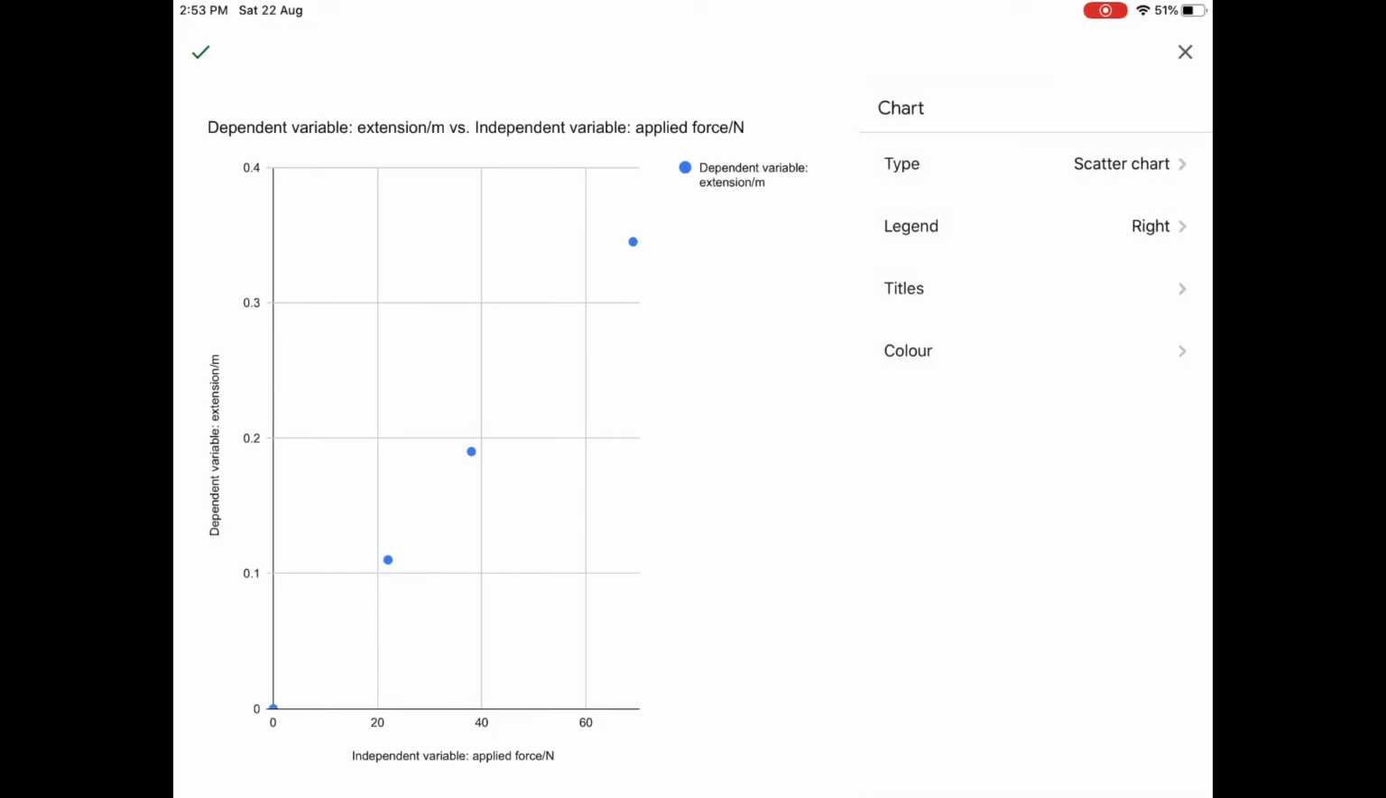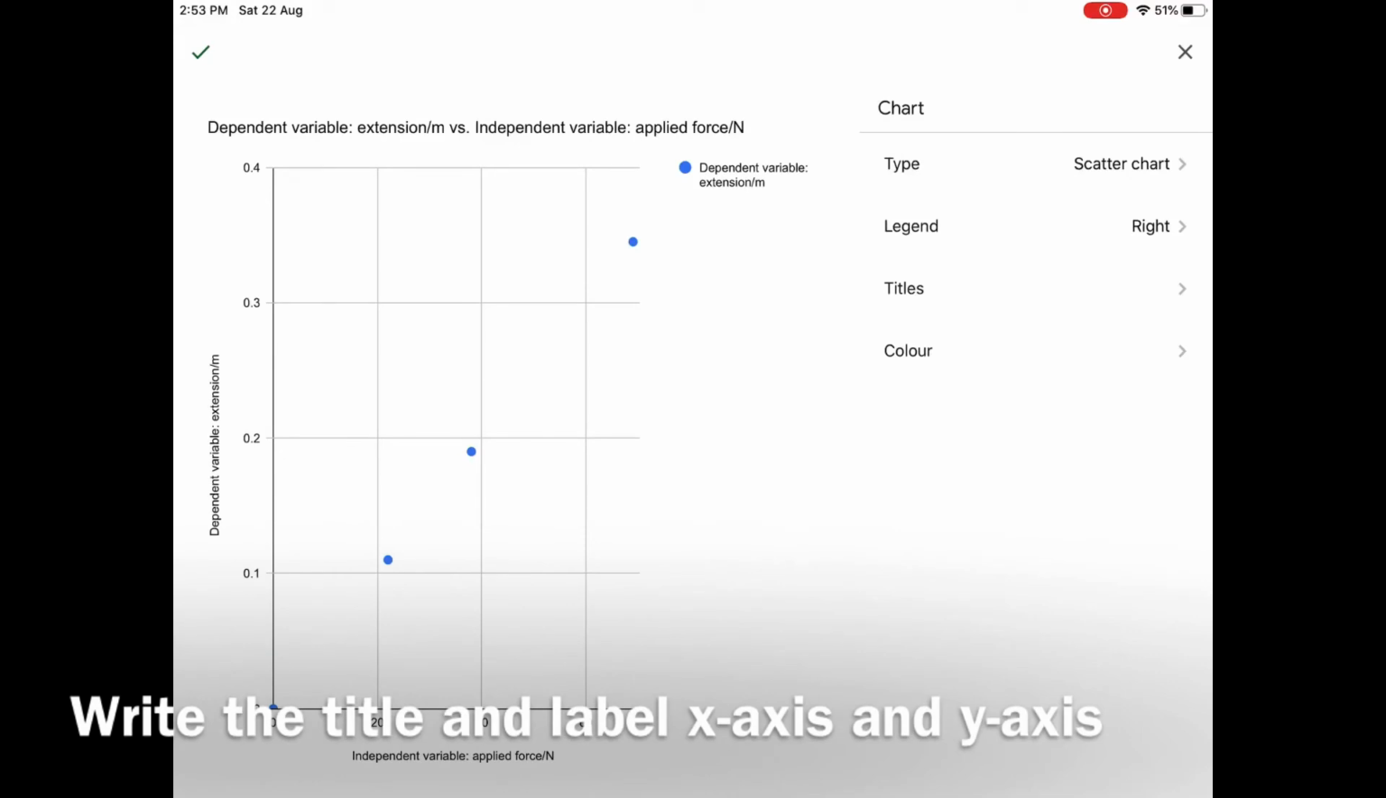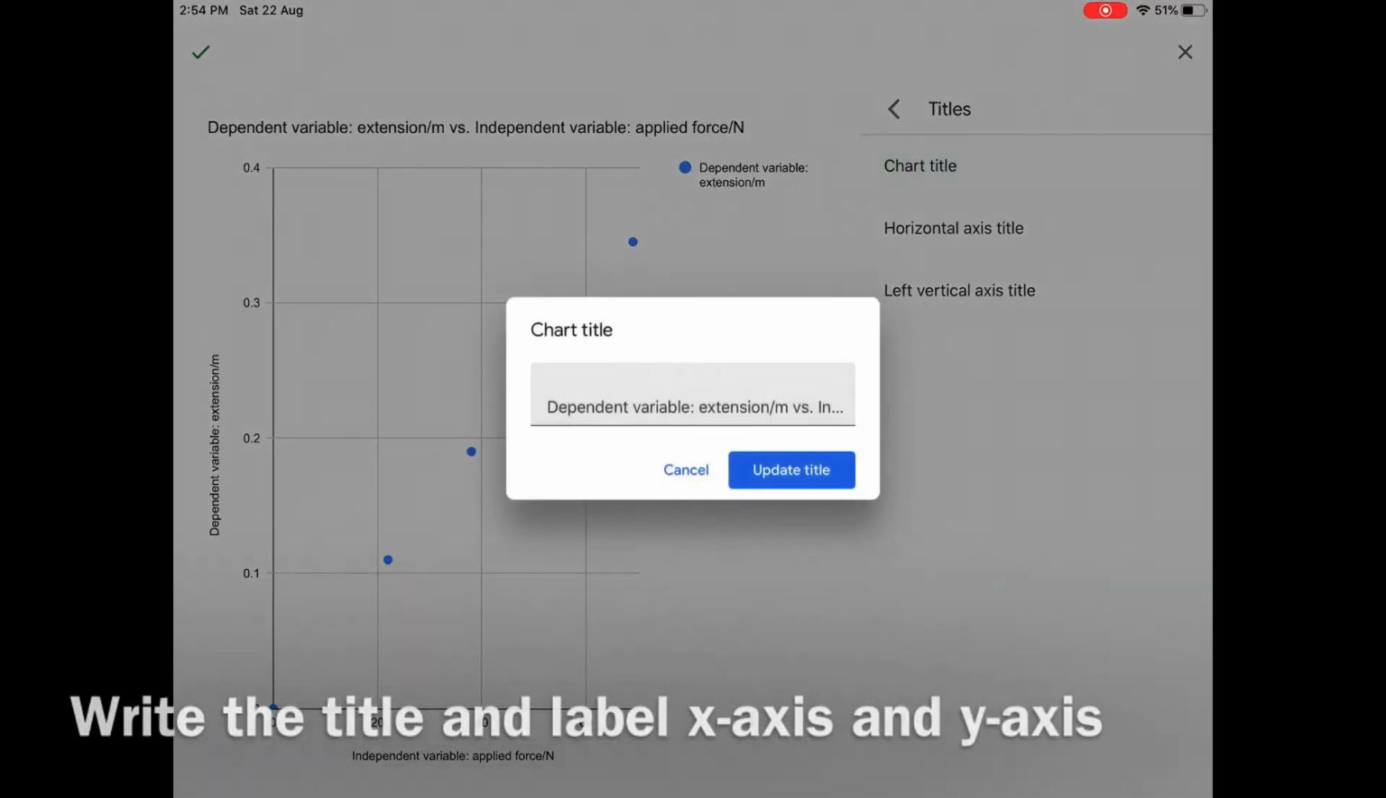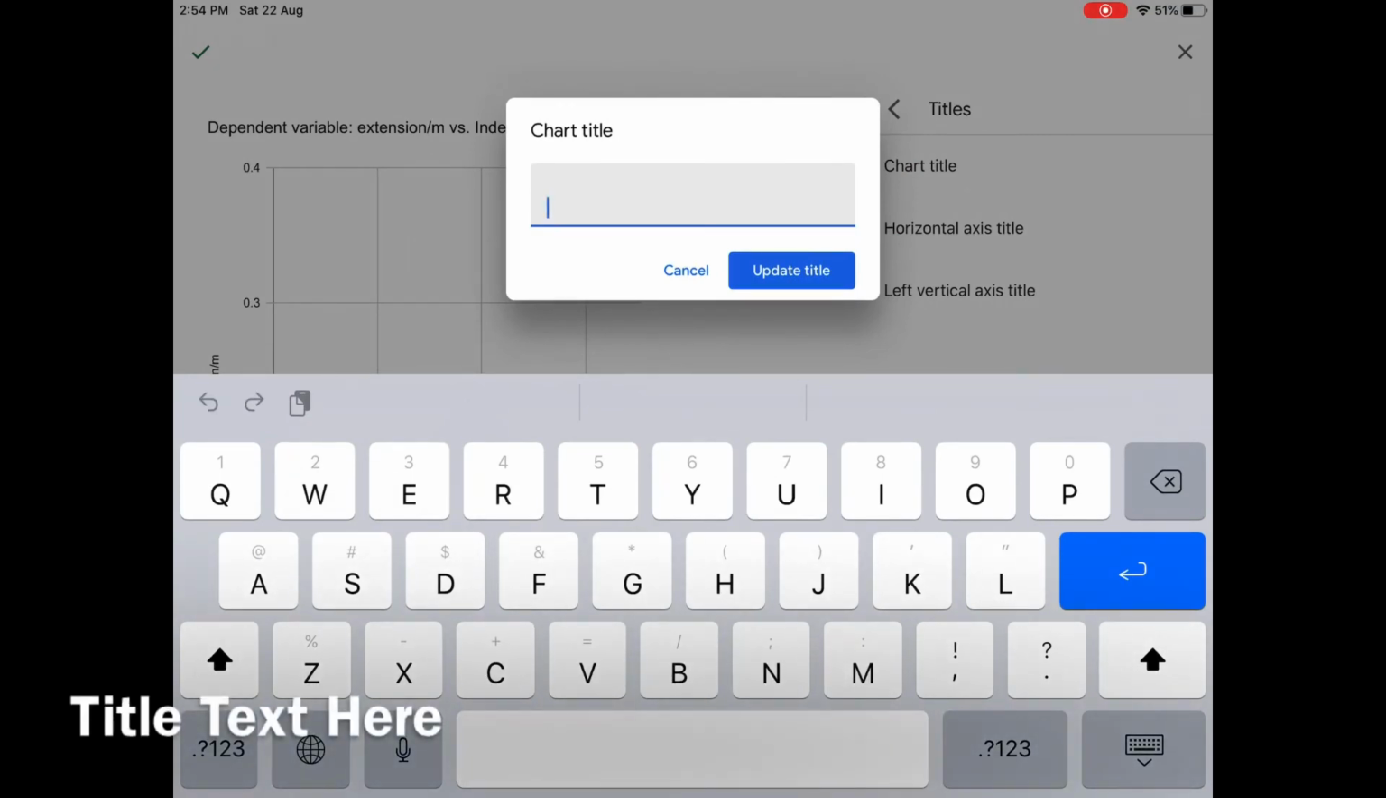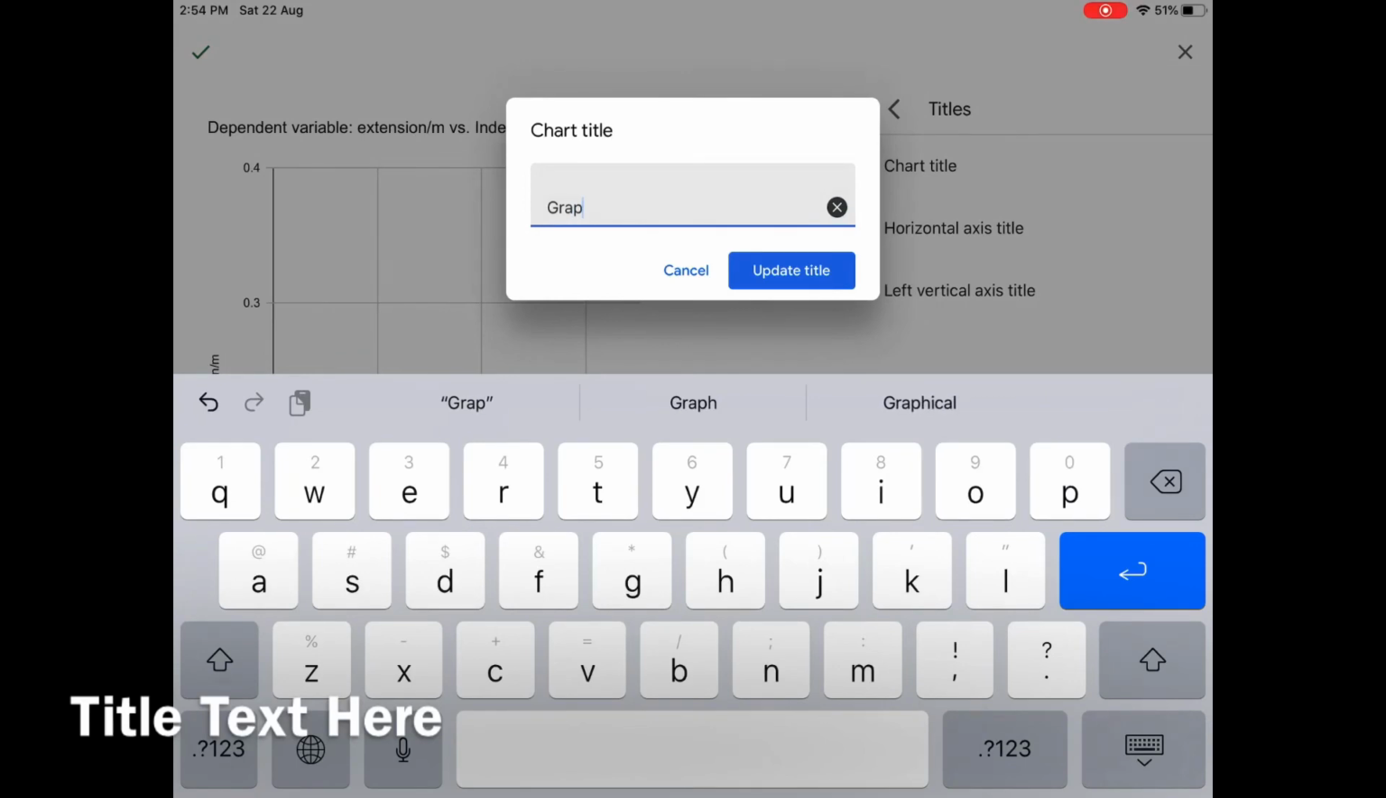And the next thing is that you have to add a title and then label all the axes for the graph plotted. This time the title is what we are going to investigate, the effect of the applied force on the extension. So this graph is the plotting of the extension against the applied force.